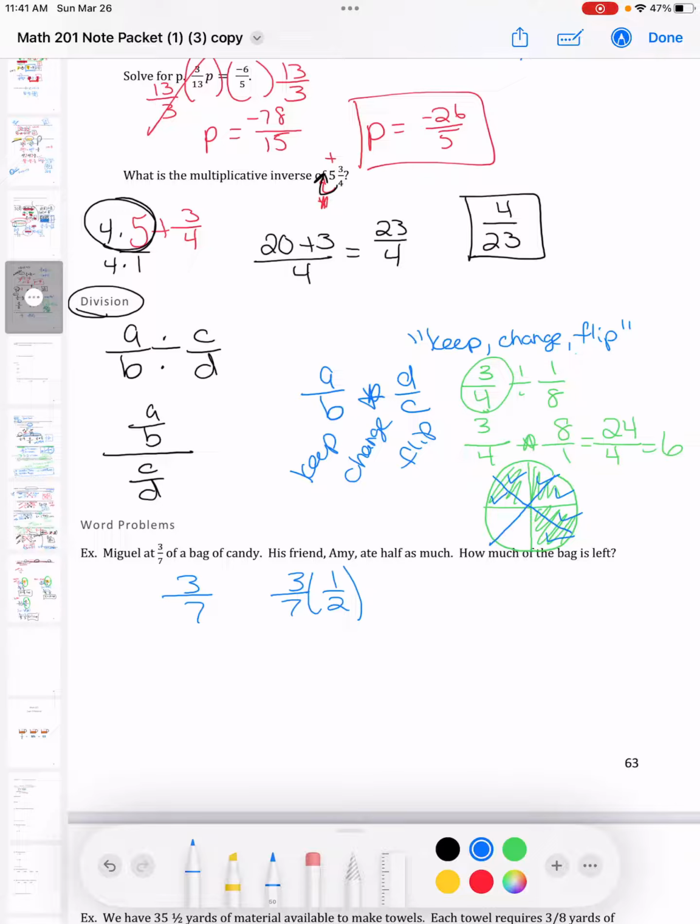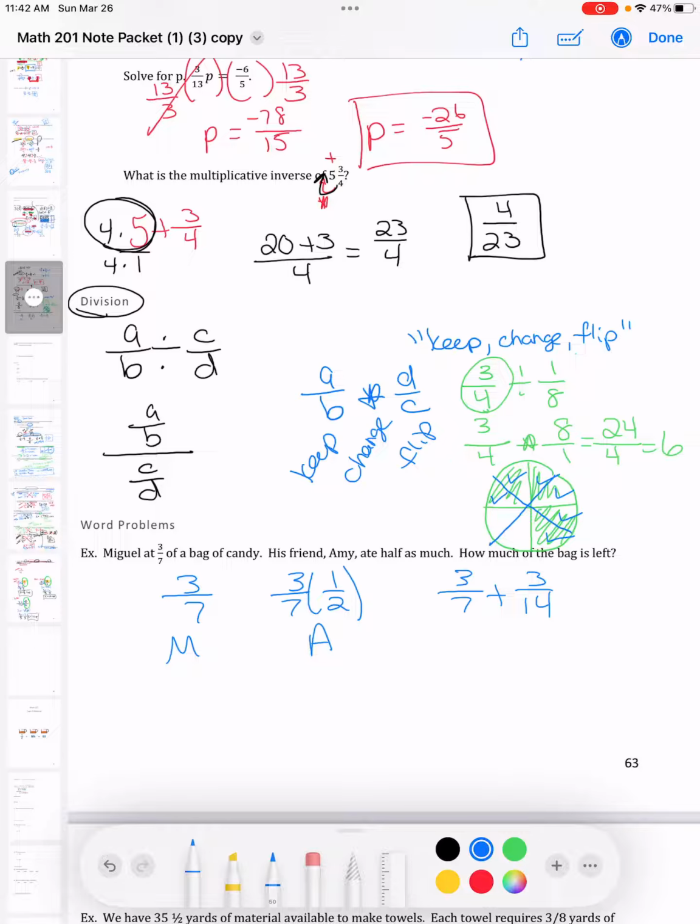There are a couple of different ways to work this one. I'll work this one slightly differently than the other one just so we can see the other method, but you could work either way and still get the correct answer. It's 5/14. So whichever way you work, if you get that same answer, then your way is correct. So this was Miguel and that was Amy. I'm just going to add those together, so it would be 3/7 plus 3/14.